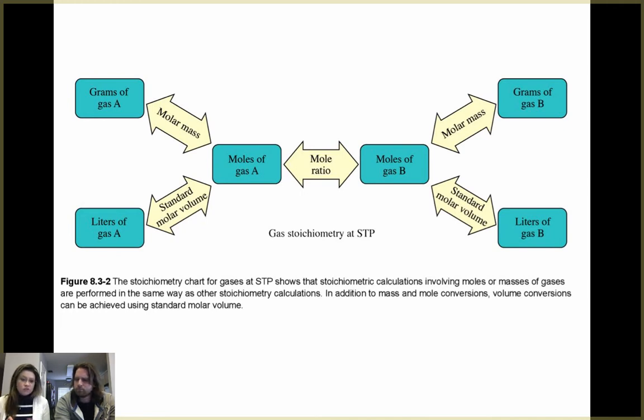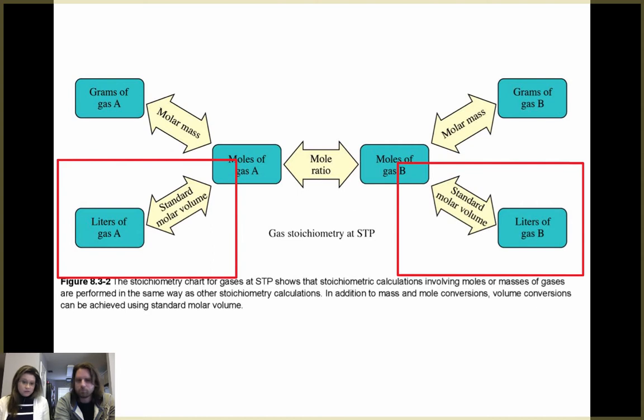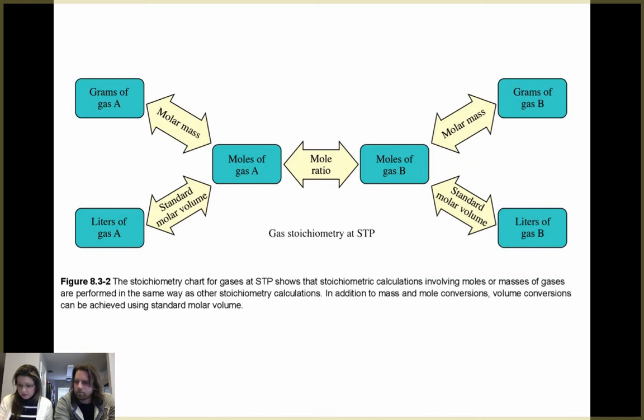Okay, so this is a nice chart to show you how to solve these types of problems. What you may notice is that we have our normal chart. So we have grams to moles to moles to grams, which you already know how to do. But now we have our standard volumes in here as well. So same thing, except you can convert to liters. Okay, so now let's walk through how you would actually use this chart.